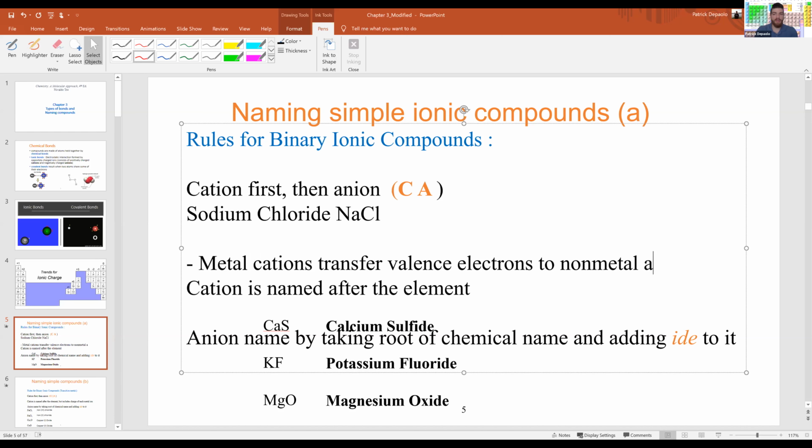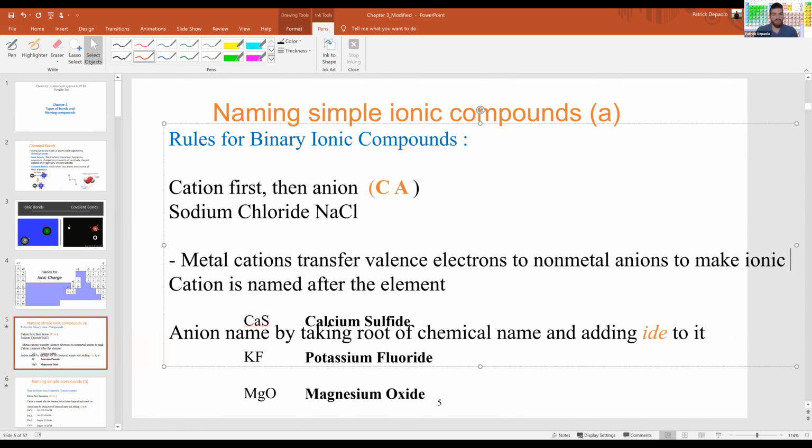Transfer valence electrons to non-metal anions to make ionic bonds.